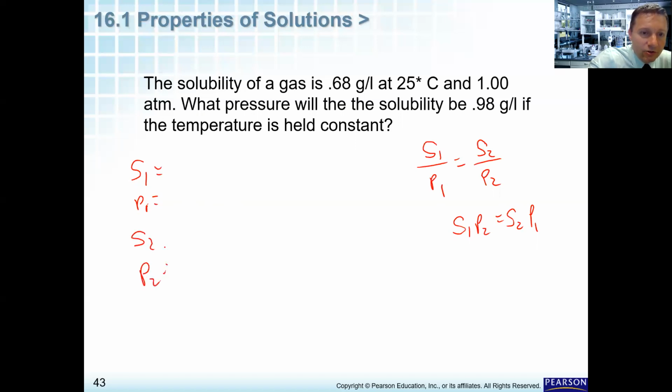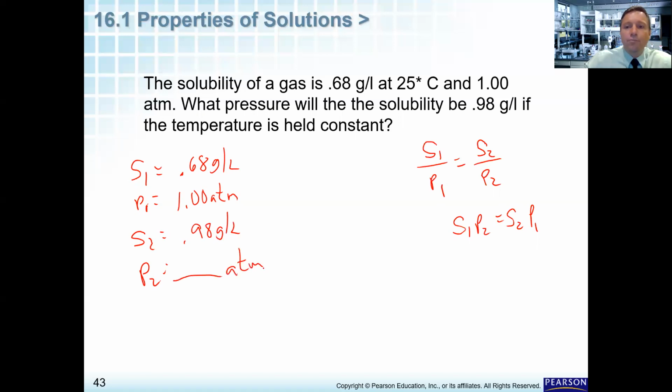S2 and P2. So when I look at what I got here, 0.68 grams per liter, and my pressure is 1 atmosphere. It wants a solubility of 0.98 grams per liter, and I'm solving for what my secondary pressure is going to be. So I'm going to divide by S1, and that gets rid of it here. So I'm looking for P2. So I'm going to plug this all in.